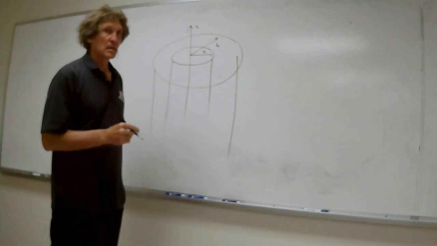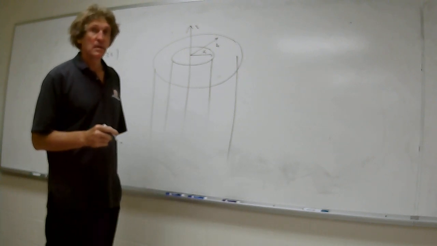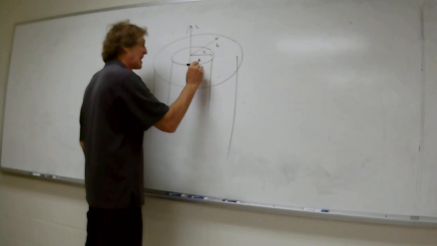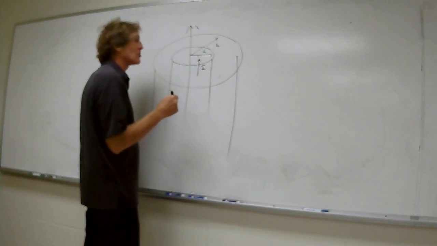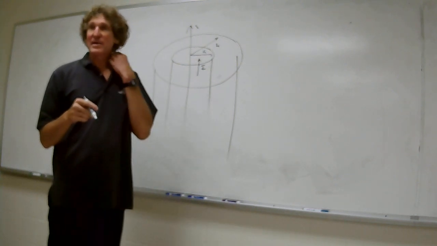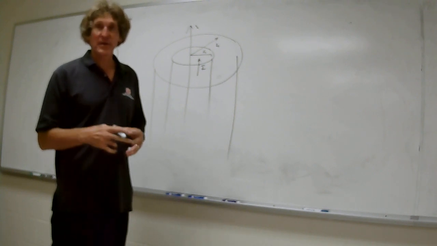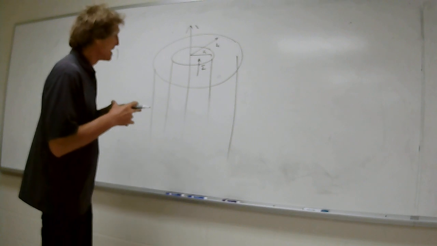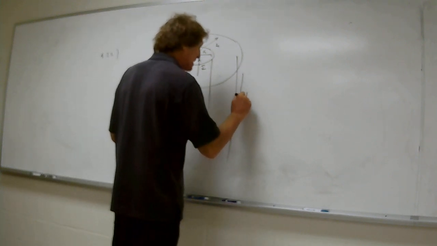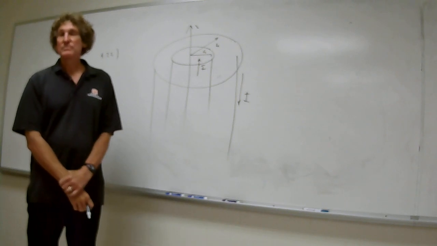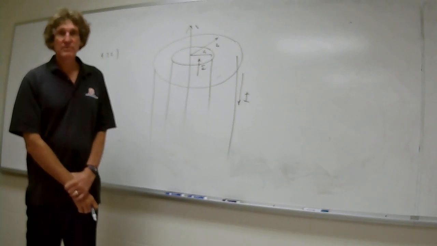Inner shell has current I in the plus a_z direction. He's saying that I is uniformly distributed all over that inner shell. It's really just a thin piece of metal. But I's on that one, and it's coming back on this one, right? Yep. And so it wants you to plot the H field versus radial distance from 0 to 2 times B.